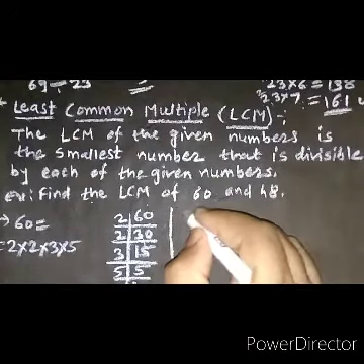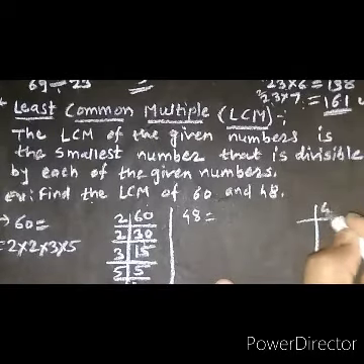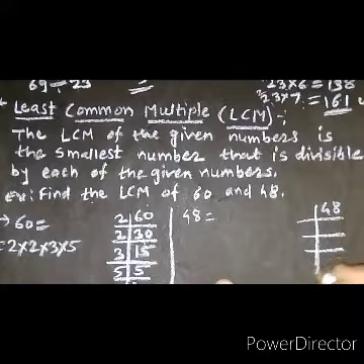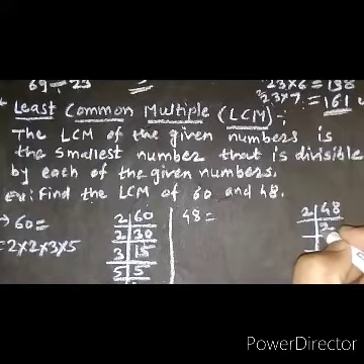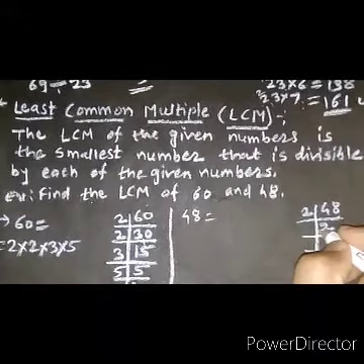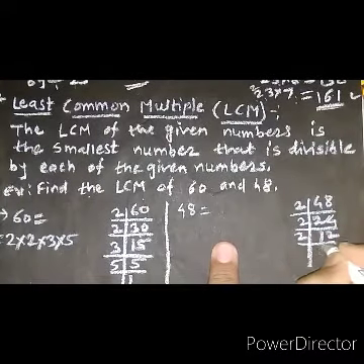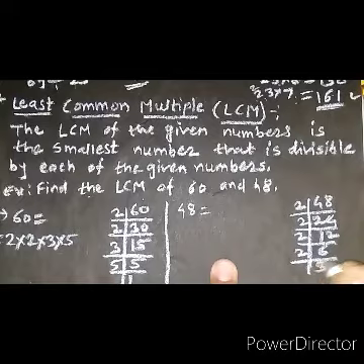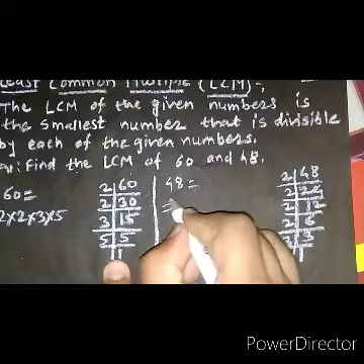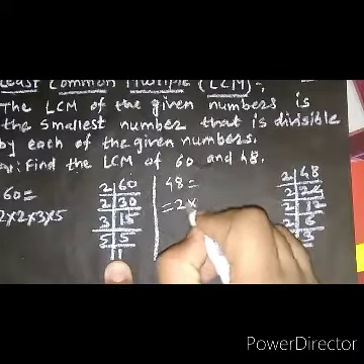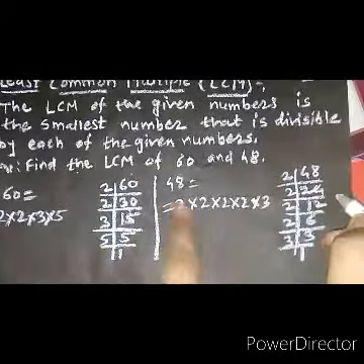Similarly, we have to find the factors of 48 by using the factorization method. The last digit is 8, therefore divide by an even number, that is 2. 2 2s are 4, 2 4s are 8, 2 1s are 2, 2 2s are 4, 2 6s are 12, 2 3s are 6. 3 is a prime number, therefore 3 1s are 3. So these are the factors of 48: 2 four times, 2 into 2, 2 into 2, and then into 3.